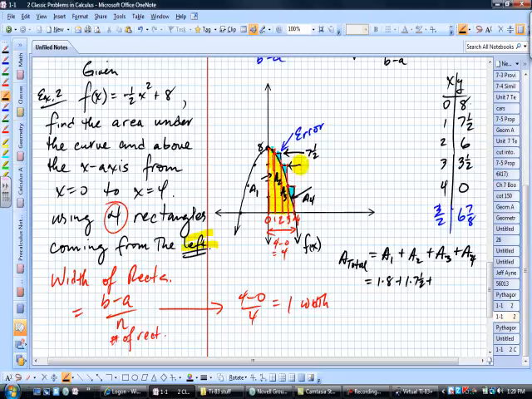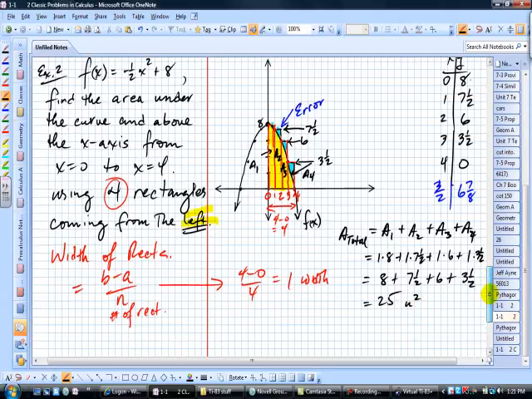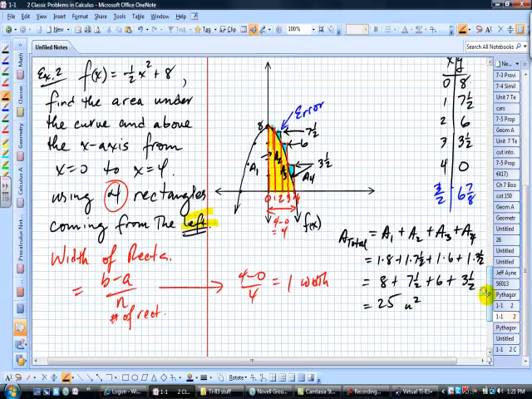And f of 2 we found to be 6. And then f of 3 we found to be 3.5. Okay? So plus 1 times 6 plus 1 times 3.5. I'm just putting the ones in there so you know that I'm taking width times height on each one. So 8 plus 7.5 plus 6 plus 3.5. Let me see. So adding up the whole numbers, we've got 8 and 6 is 14, 7 and 3 is 10. That's 24 plus 1 more, 25. So 25 square units.